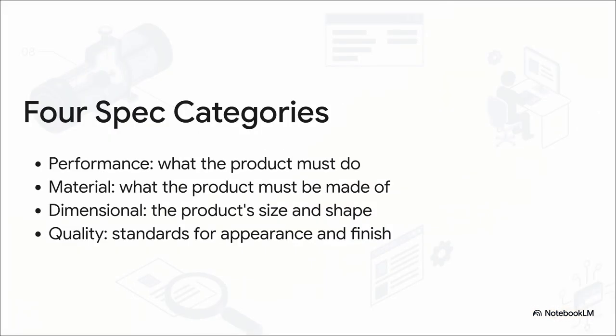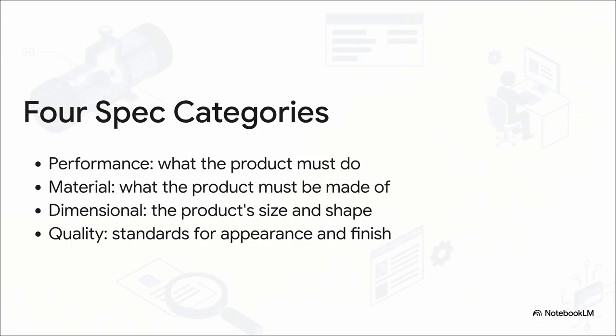Any complete professional spec document leans heavily on 4 distinct pillars. First up, performance specifications. This defines what the product actually has to do, like making sure a printer pumps out a minimum of 30 pages per minute. Second, material specifications. This dictates exactly what it's made of, like specifying 6061 T6 aluminum alloy for a bicycle frame.